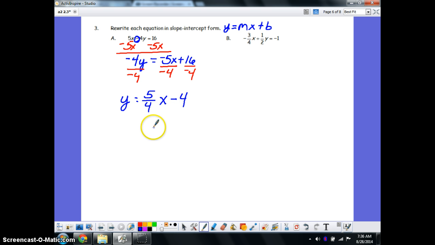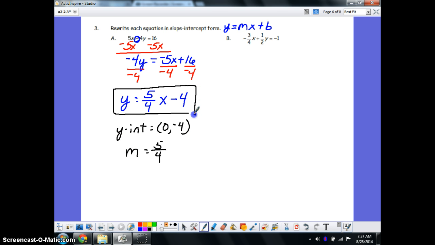Now, quick review. You don't need to write this, but let's look at what we know about that line. The y-intercept is the point (0, negative 4). That's b. And the slope is 5/4. Okay? Which means this line crosses the y-axis at negative 4. And the slope is 5/4, which means we go up 5 and over 4 from that y-intercept if we were to graph that line. But that is the equation of the line in slope-intercept form.